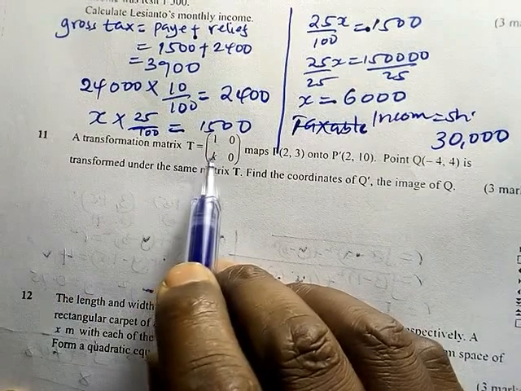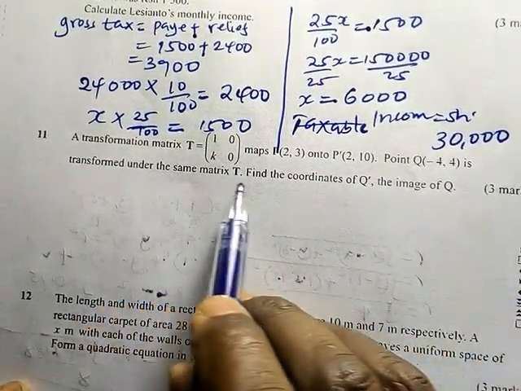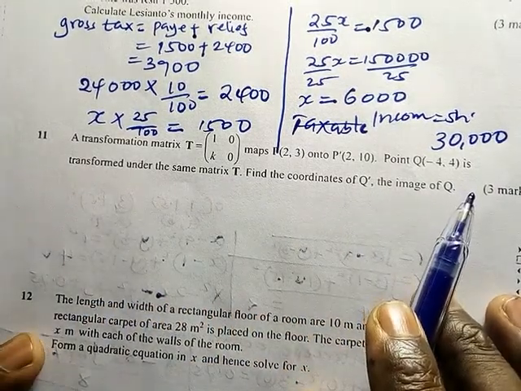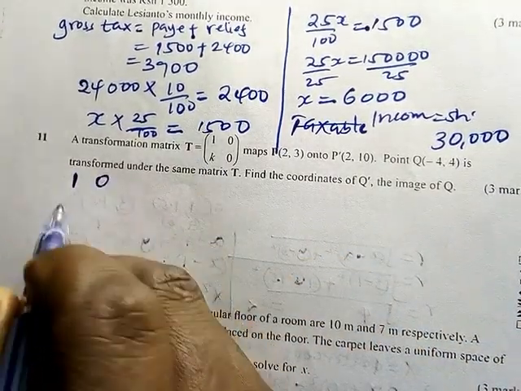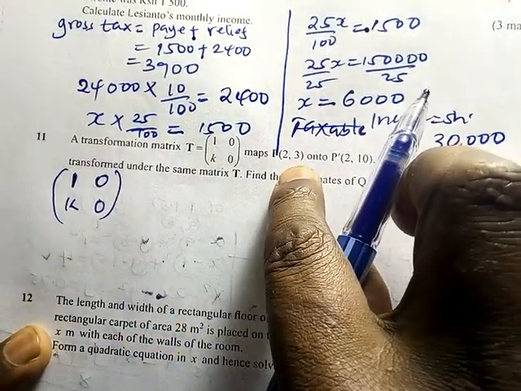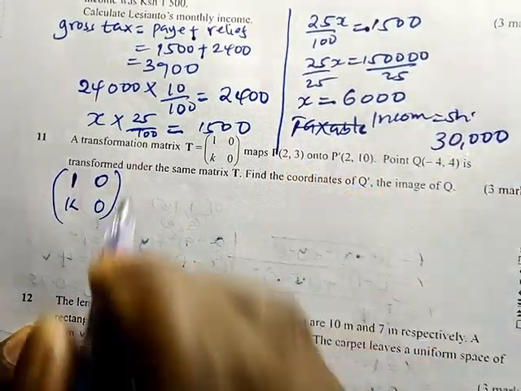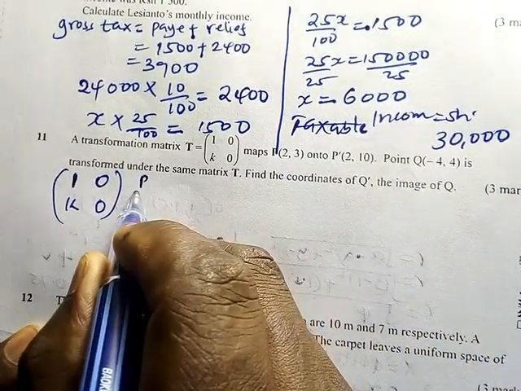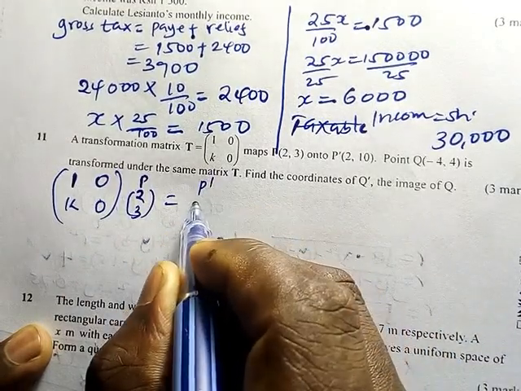The transformation matrix T maps P to P prime and Q to Q prime. Find the coordinates of Q prime. That one is very simple. First, this matrix 1, 0, K, 0 transforms P to P prime. So we have P which is (2, 3), which gives us P prime, which is (2, 10).